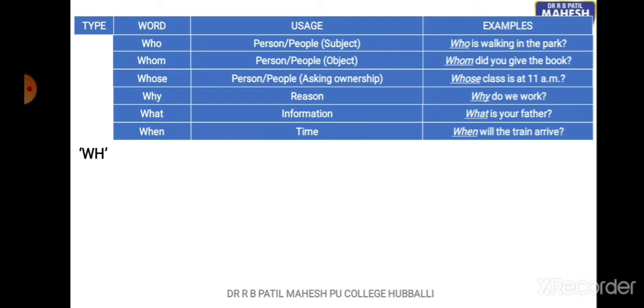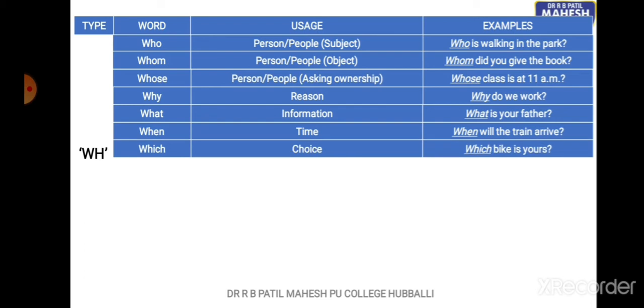Let's go with the next one. When is the next word. Its usage is to ask about the time. When will the train arrive? So the time is mentioned when you speak about when. The next word is which, and it is used to inquire about choice. Which bike is yours? Whenever which is used, there are multiple things and we seek information about choice.